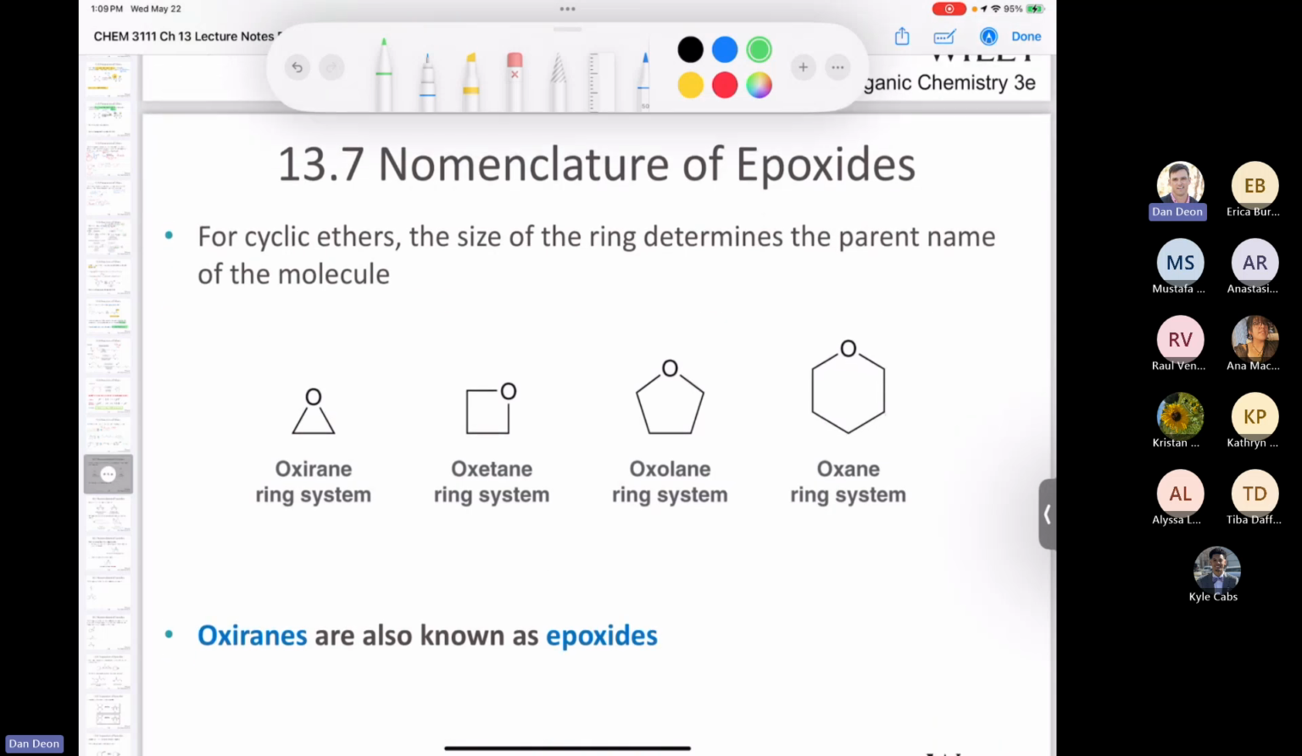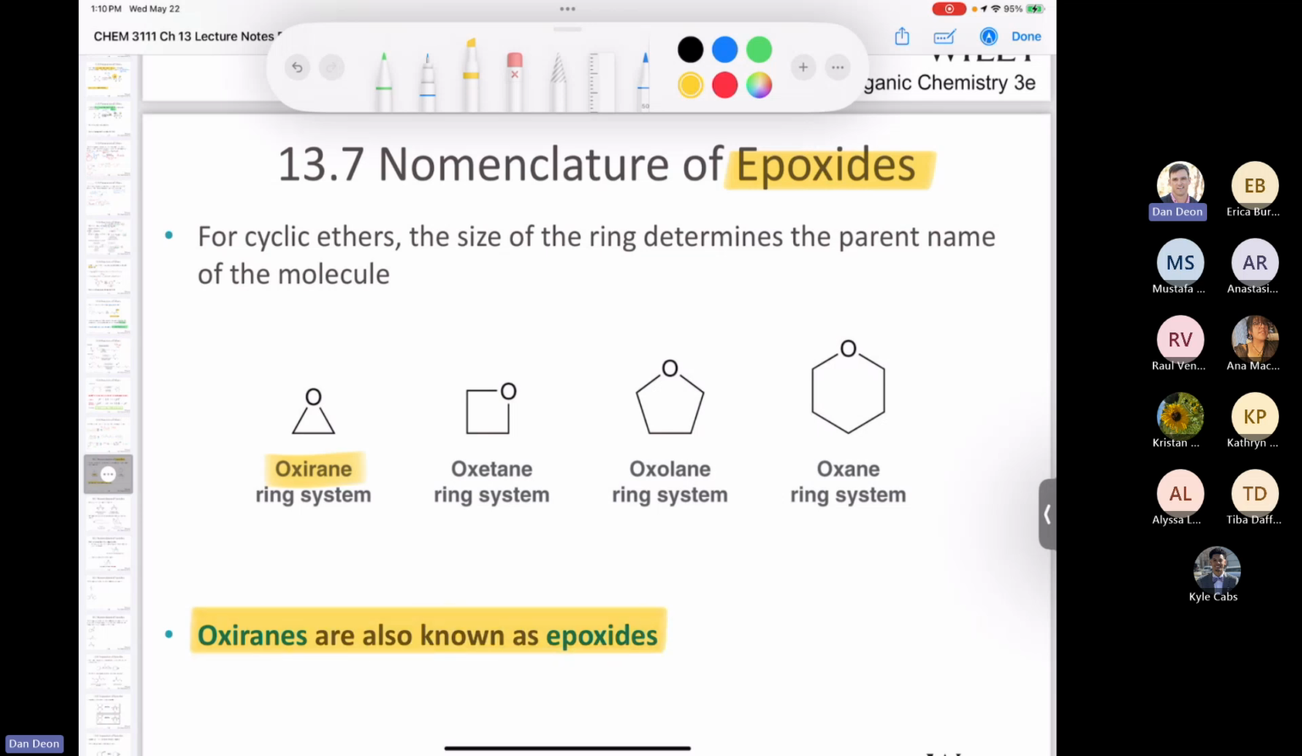And really, the remainder of this chapter focuses almost exclusively on epoxides. Epoxides this and epoxides that. And you probably remember that I told you that an epoxide is also referred to as an oxirane. So epoxides or oxiranes, they mean the exact same thing. You see it down here. Oxiranes are also known as epoxides.